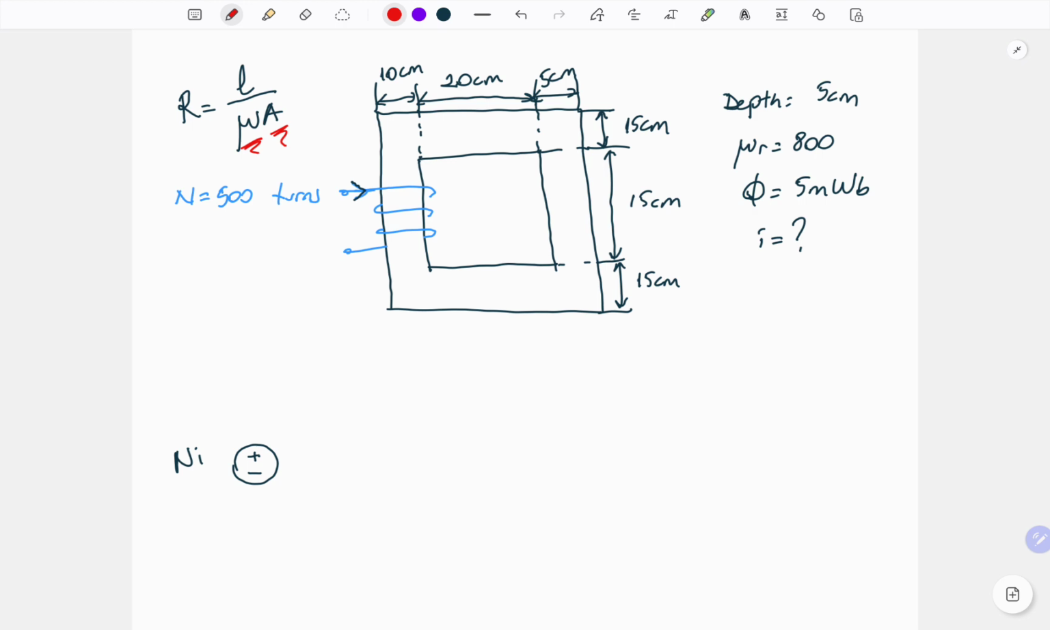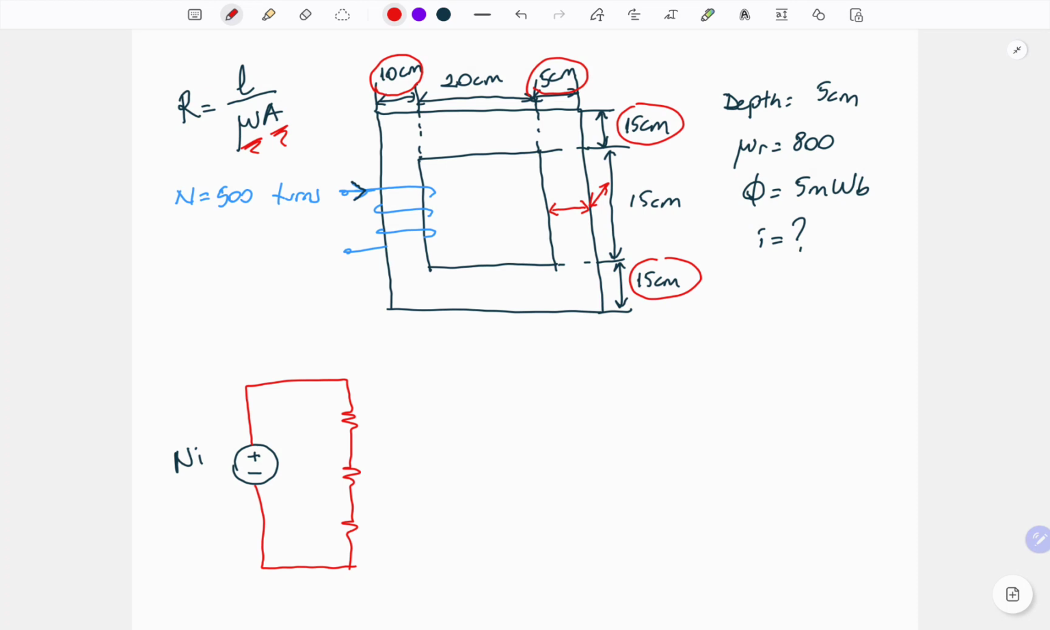In this figure, we drew a two-dimensional picture, but it's actually a three-dimensional system. To calculate the cross-sectional area, we must multiply the width of the leg by the depth of the core. So we must check the widths of the legs. For example, here we have 10 centimeters, here we have 5, but in this part we have 15 centimeter legs. Because of these differences between the widths of the legs, we have to use at least 3 reluctances to describe that figure. So we must use 3 reluctances.